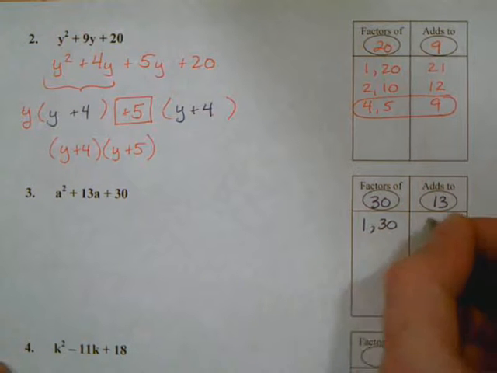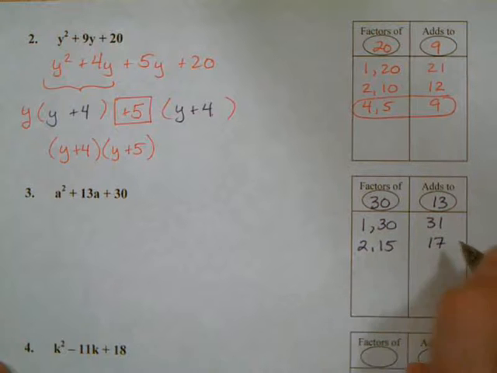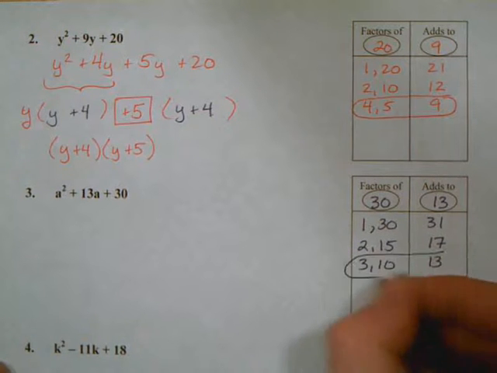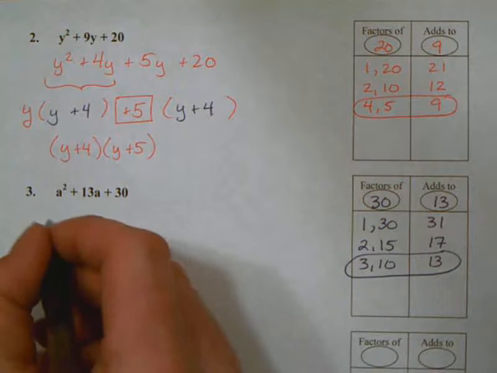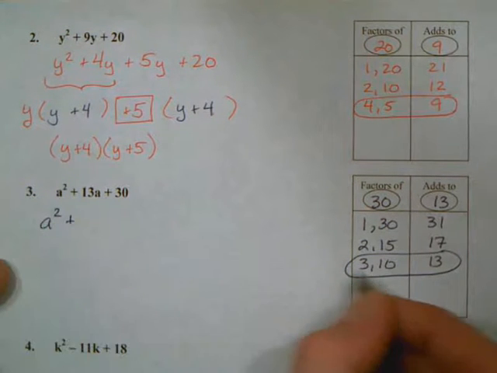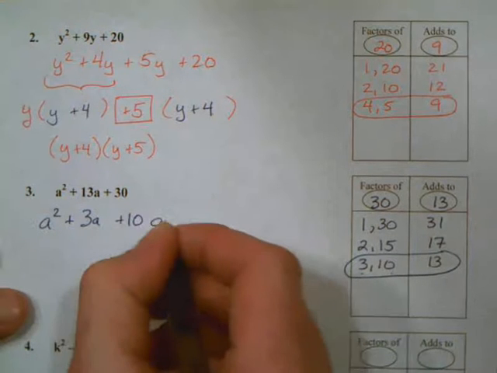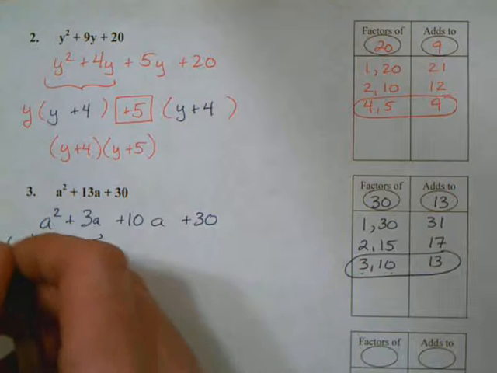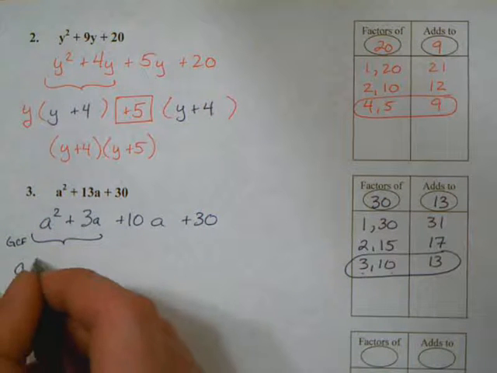Let's look down at number 3. We're going to do it exactly the same way as we did before. Factors of 30 that add to 13. 1 and 30 add to 31. 2 and 15 add to 17. 3 and 10 add to 13. As soon as we found it, we circle it and choose that, and then we're going to split up the 13a into 3a and 10a.